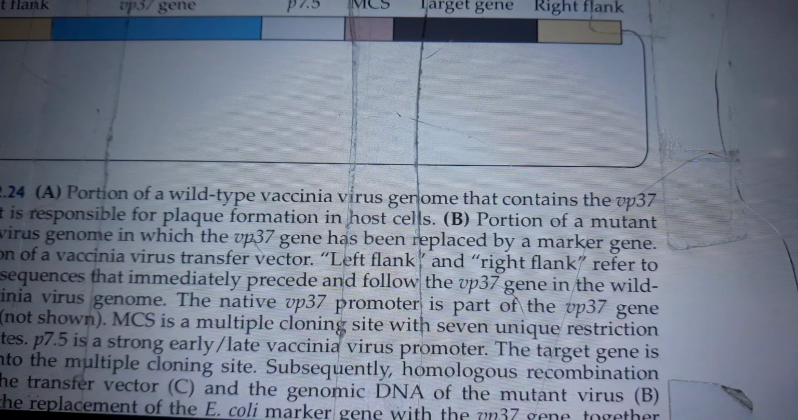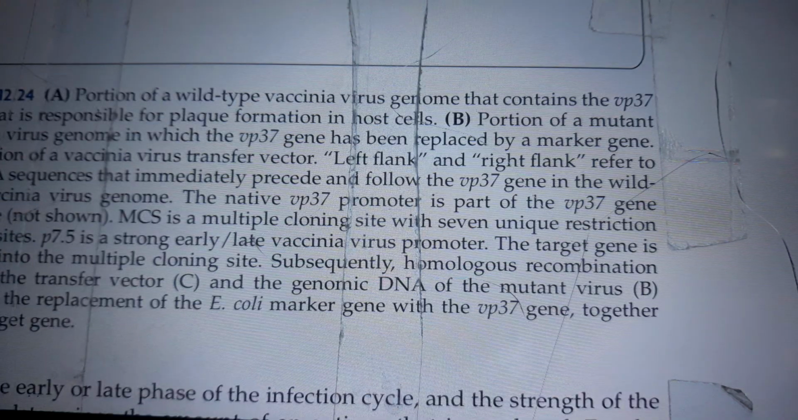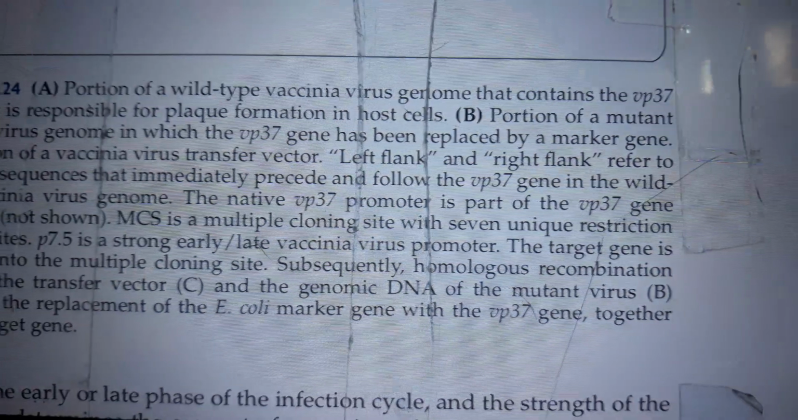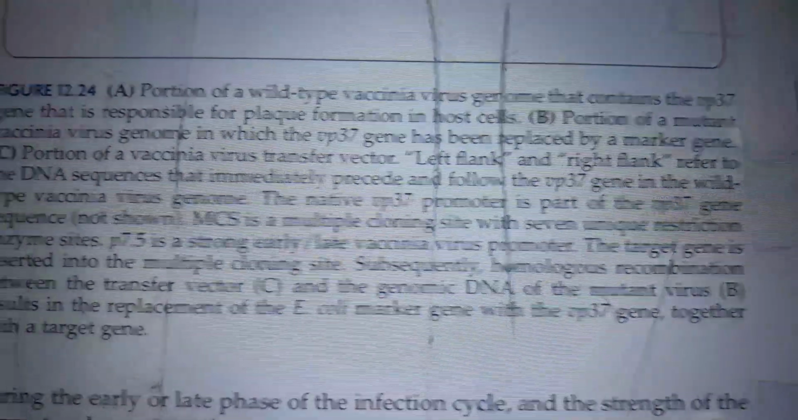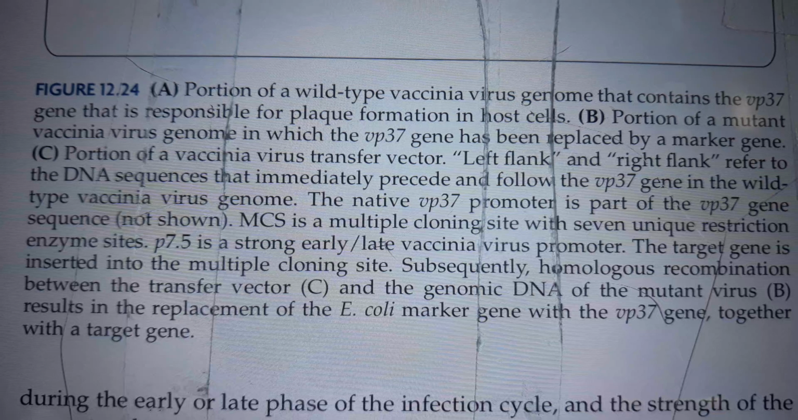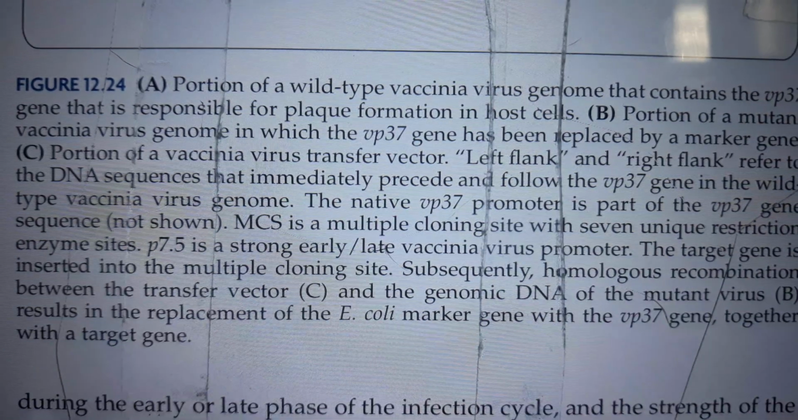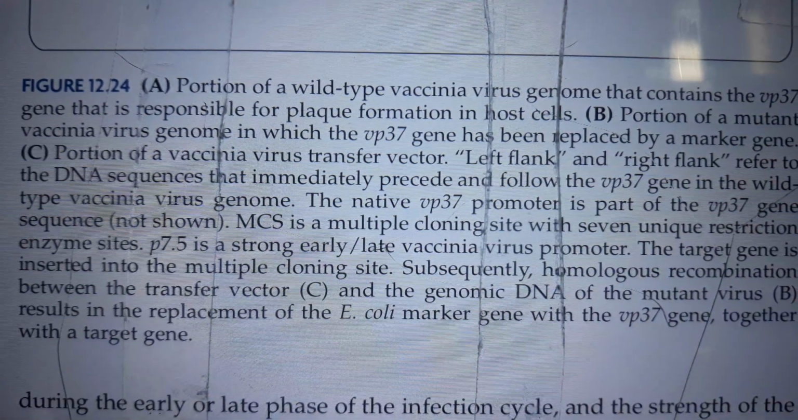The next is figure 12.24. You have a portion of a wild-type vaccinia genome that contains the VP37 gene.